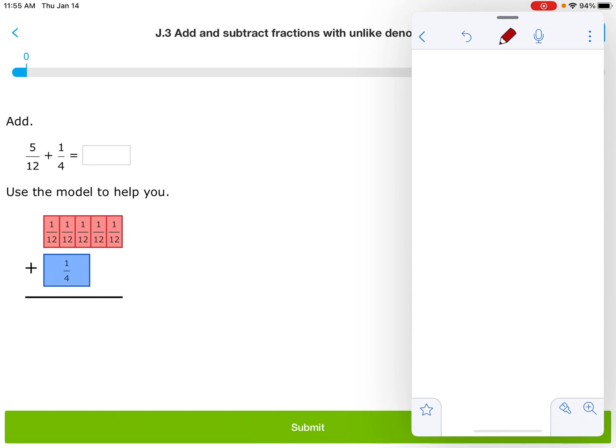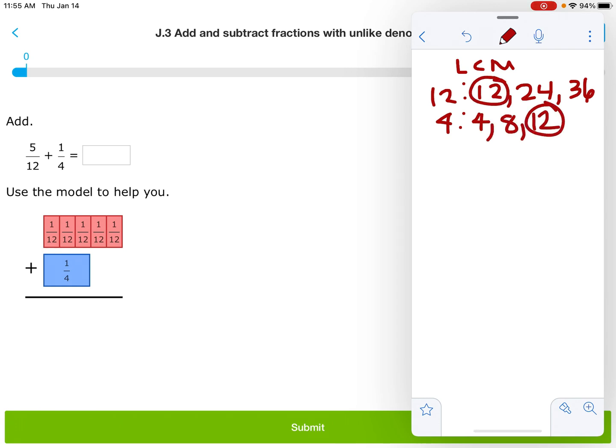Alright, so we have 12 and we have 4. Remember, we want to find our least common multiple of 12 and 4. So let's start with 12. We have 12, 24, 36. We'll stop there. Now let's do 4. 4, 8, 12. Oh, if you look, our least common multiple is 12 right off the bat. Alright, so that means we need our denominators to be 12.